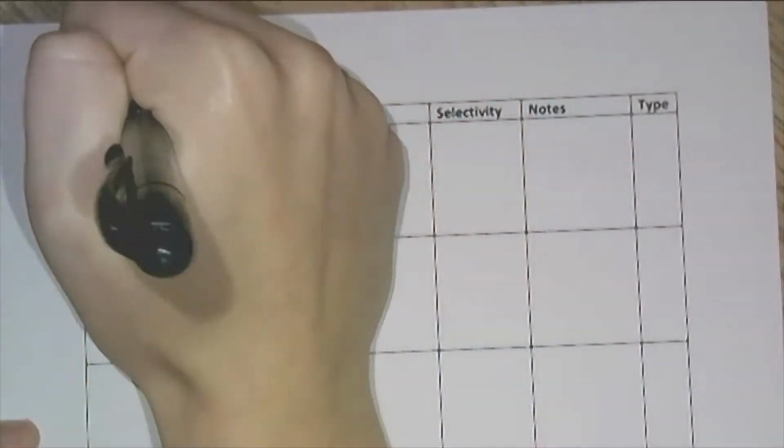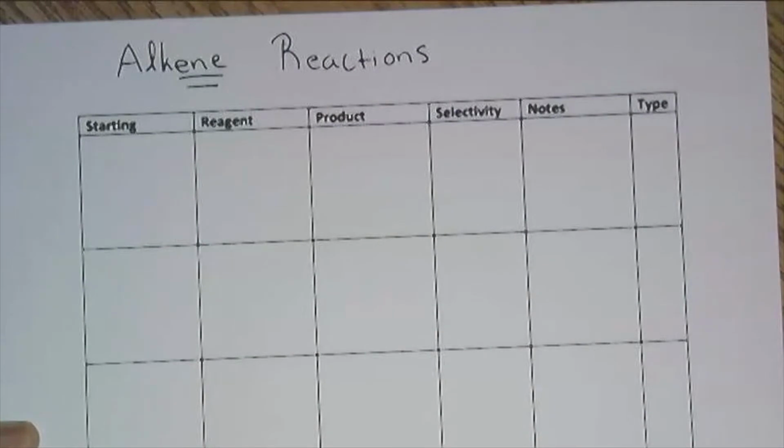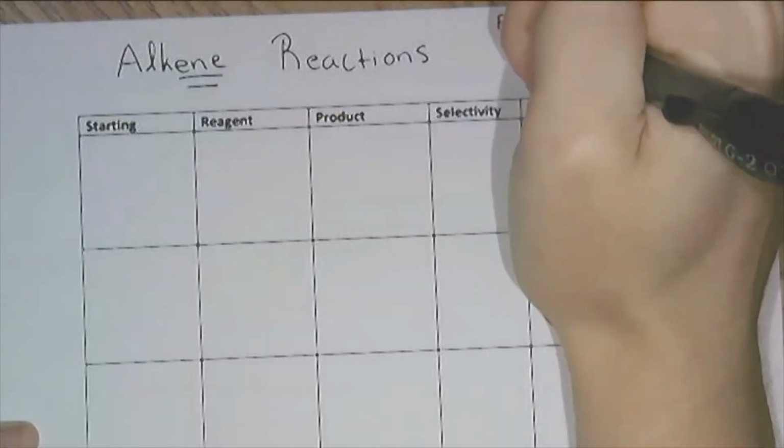Today for Organic Chemistry 1 we are going to be talking about alkene reactions you should know for this semester, as well as some simple tricks on how to remember them. So I'm just going to write out the major alkene reactions that you should be knowing for organic chemistry in college. I'm going to use some abbreviations on this chart that I made.